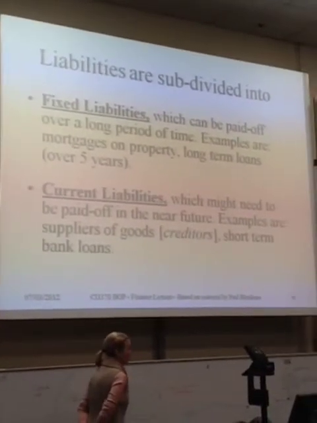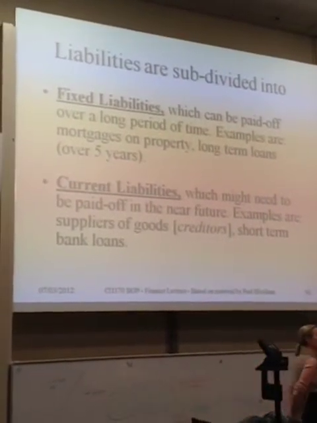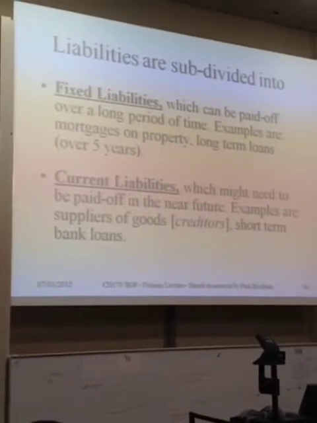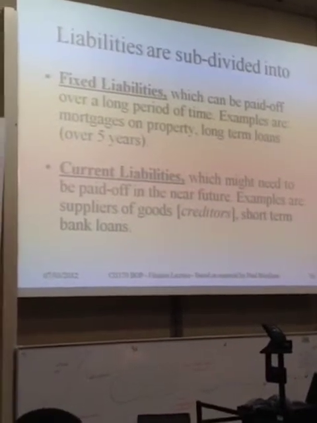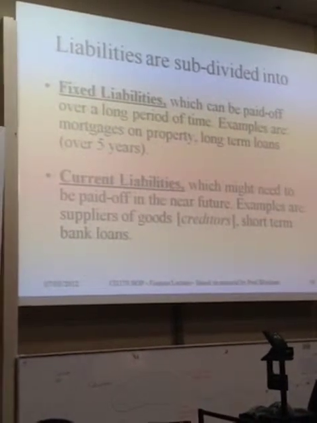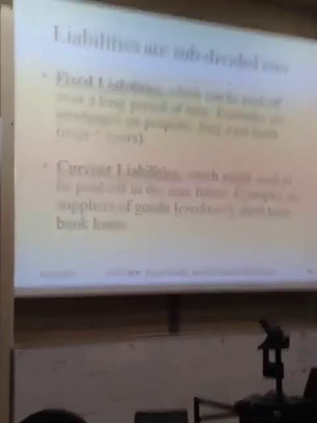A big current liability is always going to be creditors. Creditors are the people to whom you owe money. So, for example, where is it? Oh, it's in my bag. If you've got a credit card, at the end of the month, you've got to pay that bill, or some of that bill. You owe money.